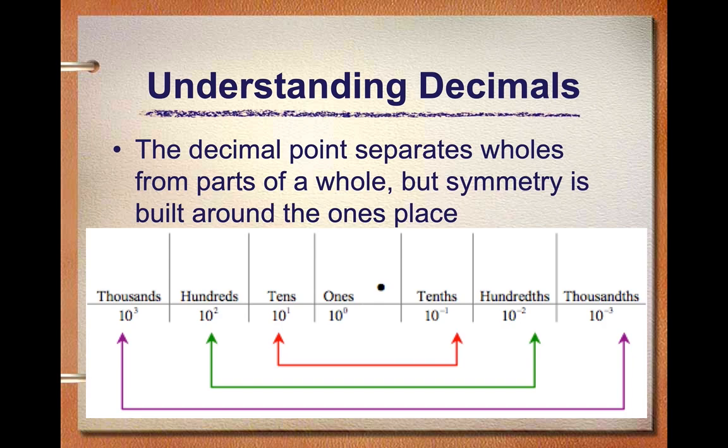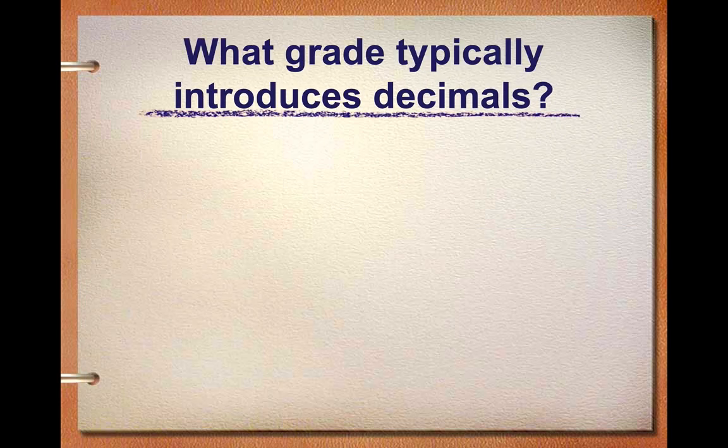Just like in fractions, we always define the whole. Everything begins in the ones place. As we move left, we keep multiplying by 10, and as we move right, we're getting smaller, dividing by 10. So the whole decimal system is built around the ones place, focusing on and defining our whole. And the decimal point separates out our wholes from our decimal numbers.